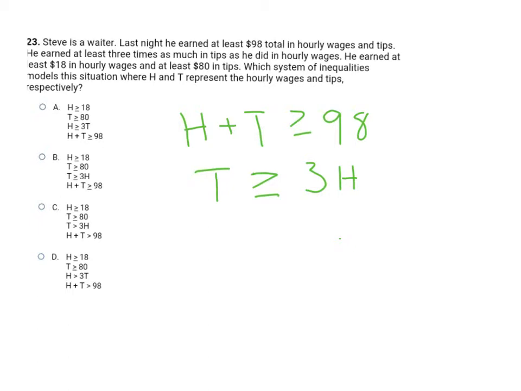And then he earned at least $18 in hourly wages. So his hourly wages was bigger than or equal to $18. And then the same but $80 in tips was at least, so that's bigger than or equal to 80. And so those are the 4 inequalities, and the answer that has those 4 exactly the same is B.